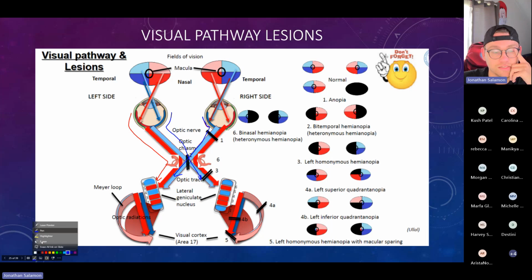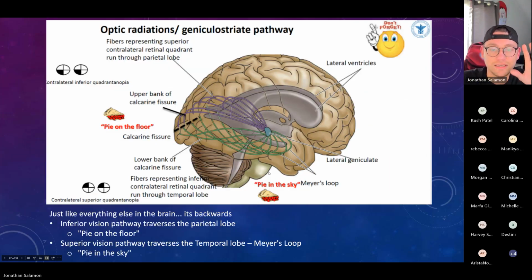Lateral is for vision, medial is for sound. They continue through either the parietal lobe or the temporal lobe. And again, like everything else, it's backwards. So the bottom of your vision, the inferior portion of your vision, goes through the parietal lobe. It goes up. The superior portion of your vision goes through the temporal lobe.